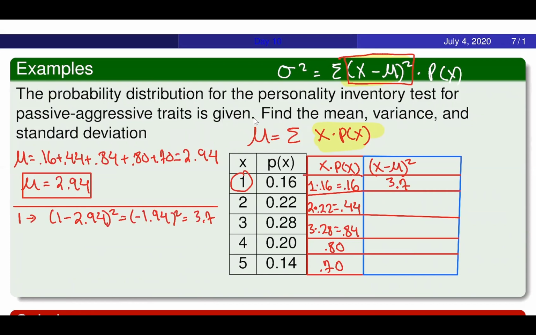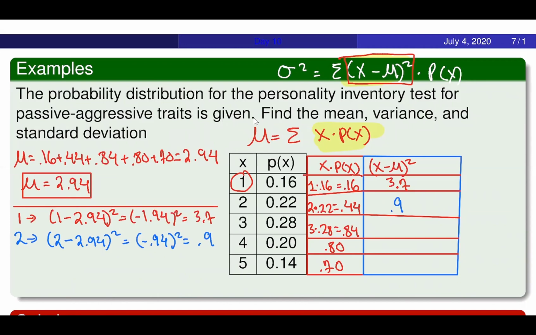Right. Now I'm going to do it for 2. Let's do a different color for 2, let's do blue. So we're going to say 2 minus 2.94 squared. That's equal to negative 0.94 squared. If I do negative 0.94 squared, you get 0.9. If you did this on the calculator, you actually get 0.8836. But since we're going to use one decimal place right now, you could just round it up to 0.9.